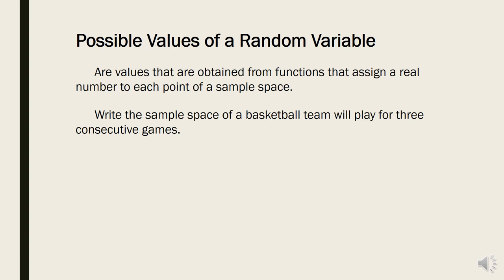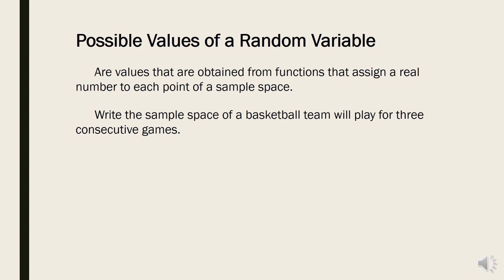Let's proceed to the possible values of a random variable. These are the values that are obtained from functions that assign a real number to each point of a sample space. You have observed in our previous examples that some events do not give a numeric value to its outcomes. Like for example, flipping a coin, you have observed that we have head or tail and it is not numeric. At this time, we're going to assign a numerical value to every element in our sample space.